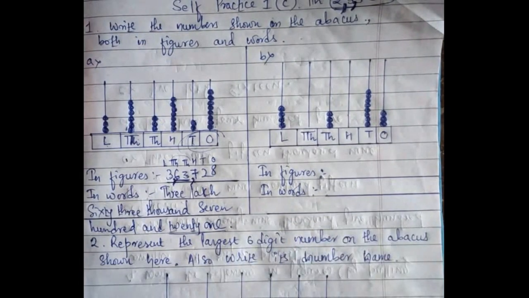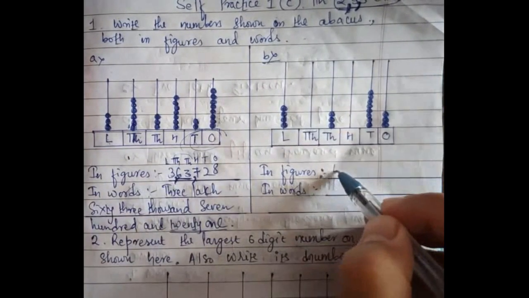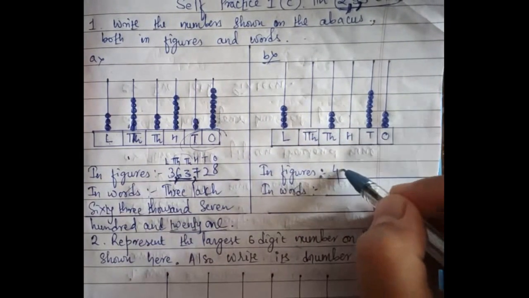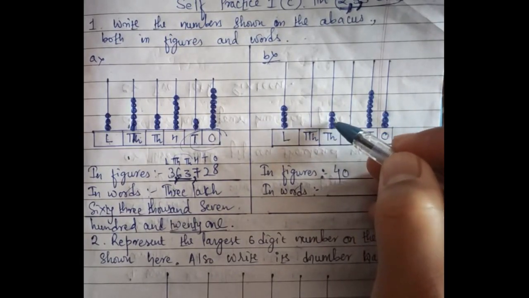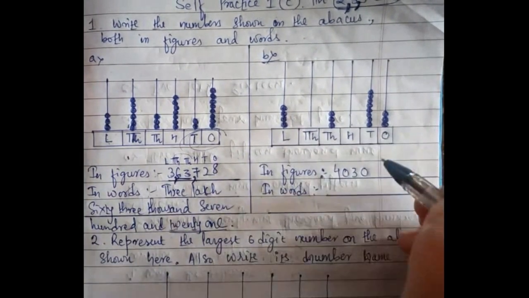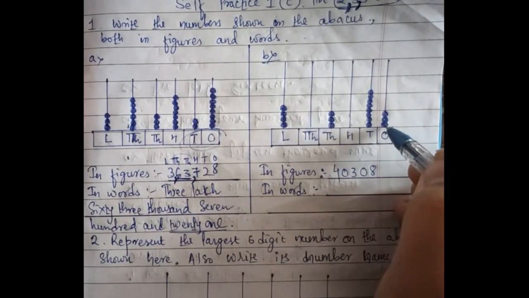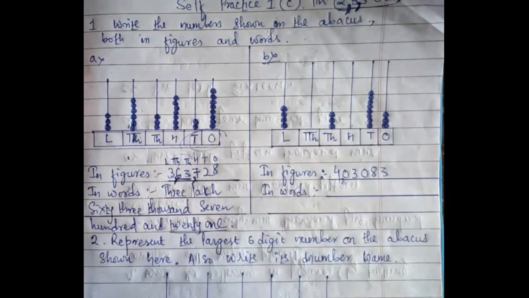Moving on to the next, number B. Just count the digits: 1 2 3 4. It is in the lakh position, and in the 10,000 position there is nothing, so it will be 0. Whenever there is nothing, it will be 0. In the 1,000 position you have 3, in the 100 there is nothing, so 0, then 8 in the tens position, and 3 in ones. So how to write? After 1 digit in case of lakh you put the comma, and after 2 digits in case of 10,000 you put the comma here.